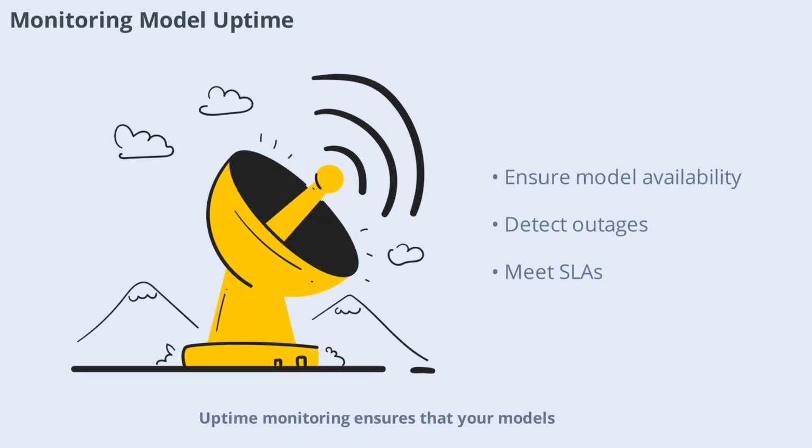Uptime monitoring ensures that your models are available and responsive when needed. Tracking uptime helps you detect outages, plan maintenance, and meet service level agreements. Reliable uptime is critical for business continuity and user satisfaction.